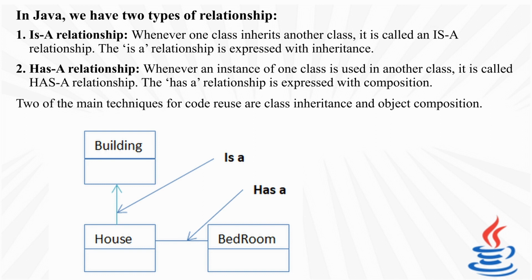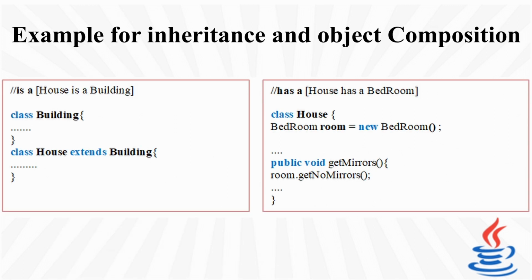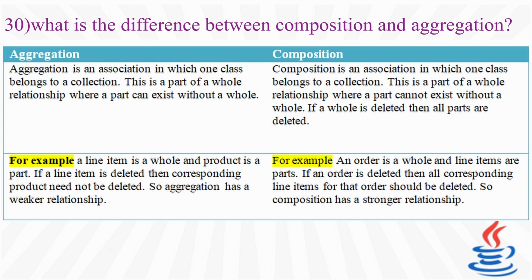The class house will have an instance variable which refers to a bedroom object. Example, class house extends building. So, here we use the extends keyword for representing an is-a relationship. In a has-a relationship, class house has a bedroom object. And the last question is, what is the difference between composition and aggregation?